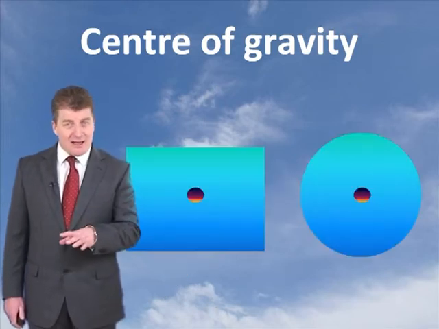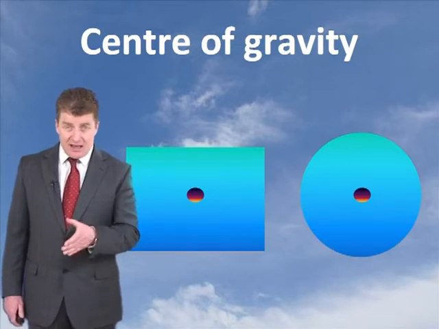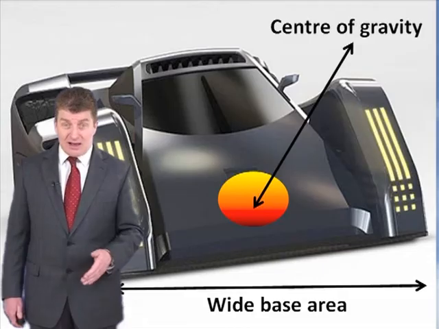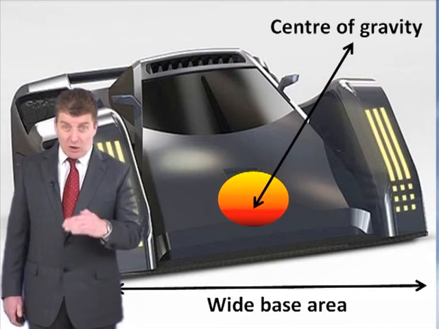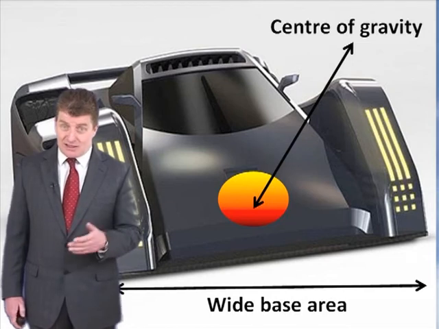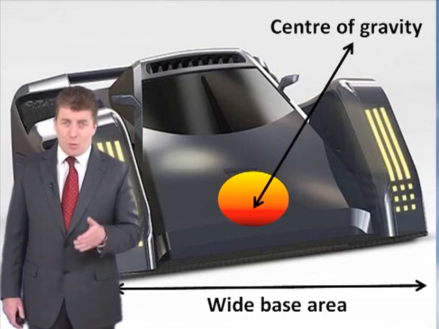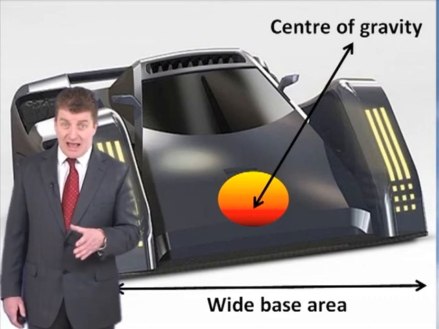Now for any regular object, the centre of gravity will be its centre. As you can see there, the centre of gravity is smack in the centre. Now the height of the centre of gravity will tell you how stable an object is. An object will be stable if it's got a low centre of gravity and a wide base. Like a racing car, it's got a low centre of gravity and a wide base area. If it's long and thin, it's got a high centre of gravity, and it's likely to fall over. As you can see there, that car has a low centre of gravity and a wide base area, so it's unlikely to topple over.